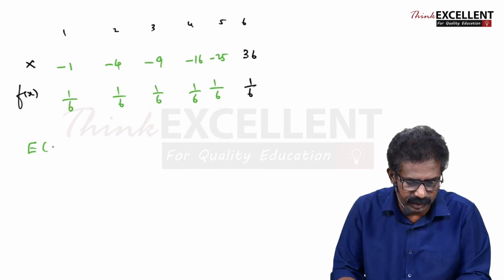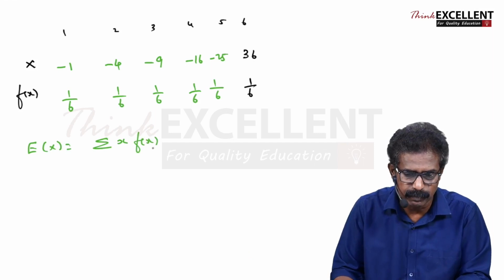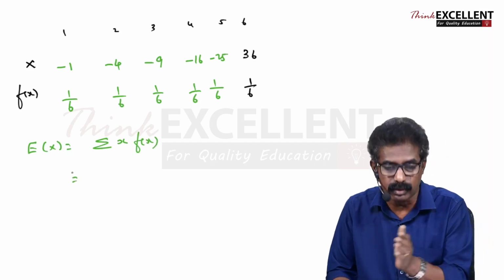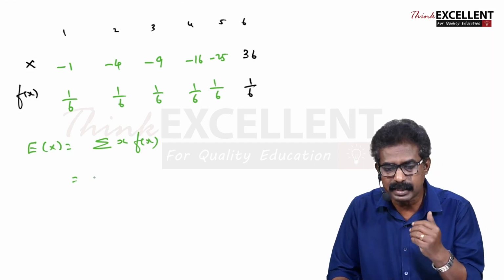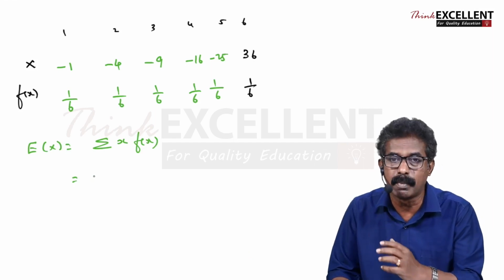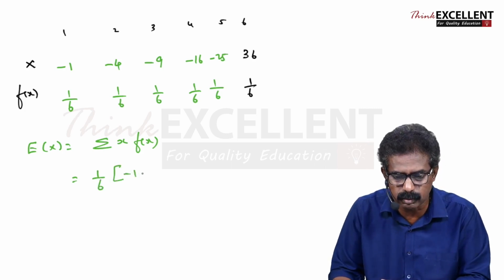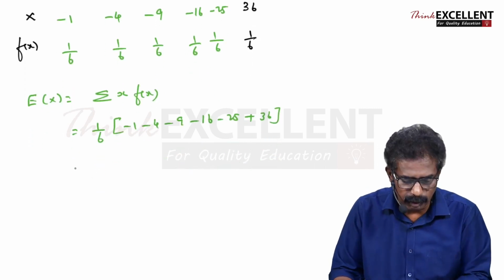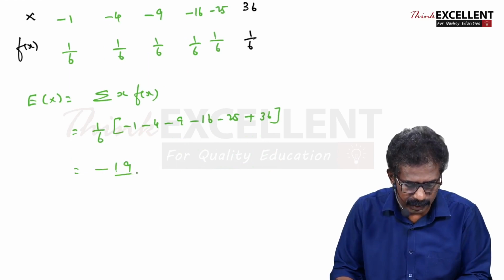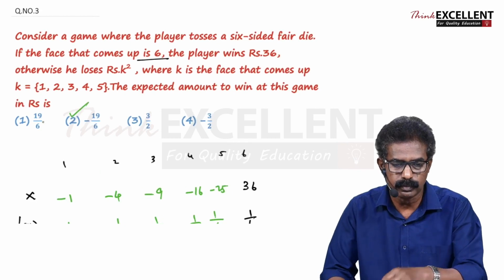Now what they ask is the expected amount to win the game. So you have to find E of x, for the discrete case, sigma x into f of x. Here x means not 1, 2, 3, 4, but minus 1, minus 4, etc. So minus 1 into 1 by 6 plus minus 4 into 1 by 6 plus minus 9 into 1 by 6. In all the cases 1 by 6 you can take out. So minus 1, minus 4, minus 9, minus 16, minus 25 plus 36. You will get minus 19 by 6, and that is option number 2.